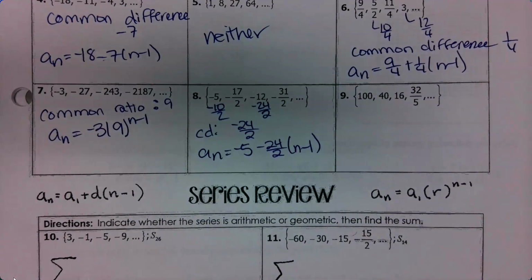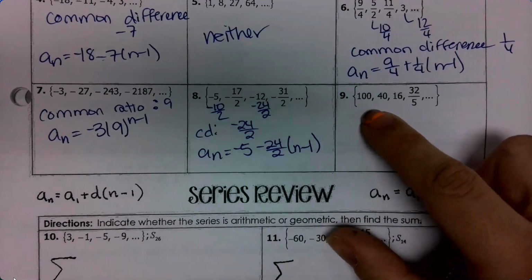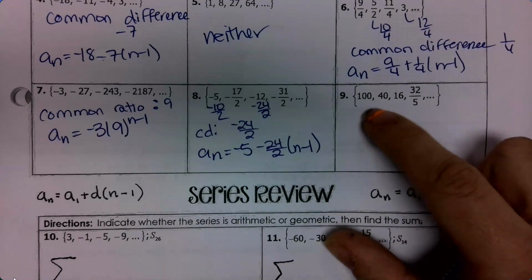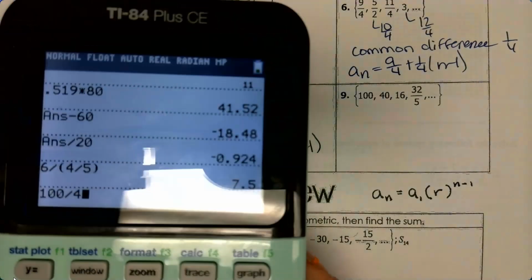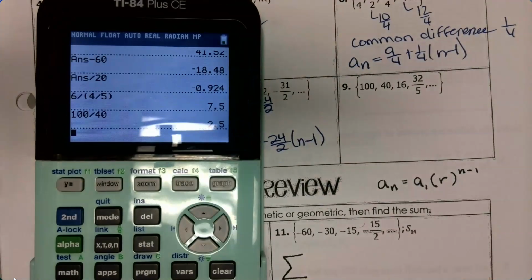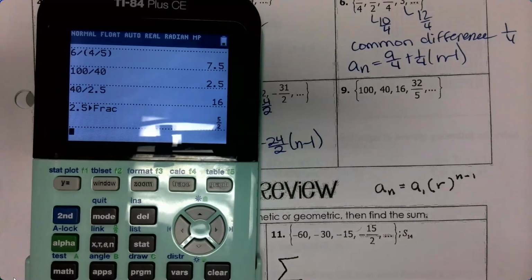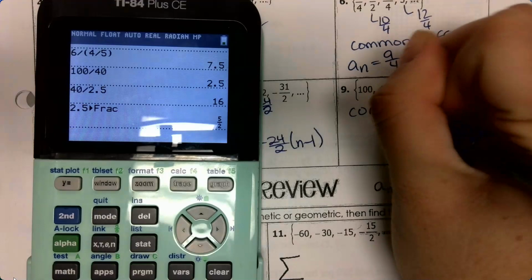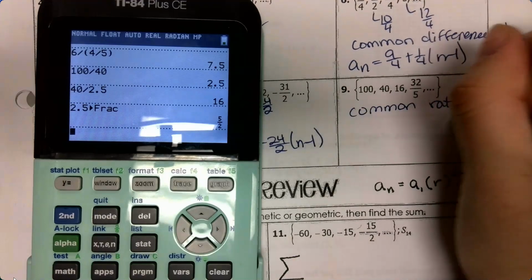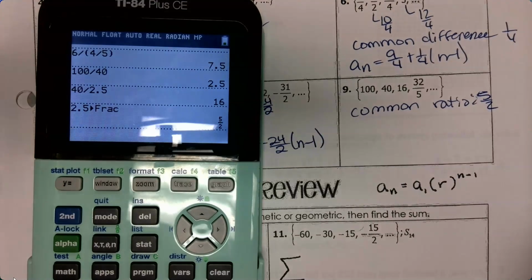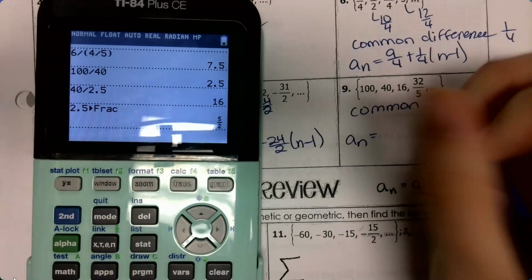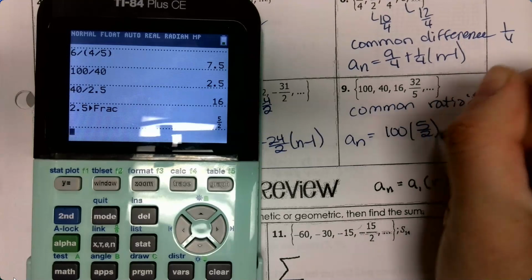This next one, I subtract 60, or I divide by, 100 divided by 40 is 2.5, so I divide by 2.5, because it doesn't look like I'm subtracting 60 here. So I'm going to do 40 divided by 2.5, which gives me 16. 2.5 is the same thing as 5/2. So I have a common ratio, because I'm multiplying, of 5/2. You always want to turn it into a fraction. And then I have a sub n equals my first term, which is 100, times 5/2 to the n minus 1 power.